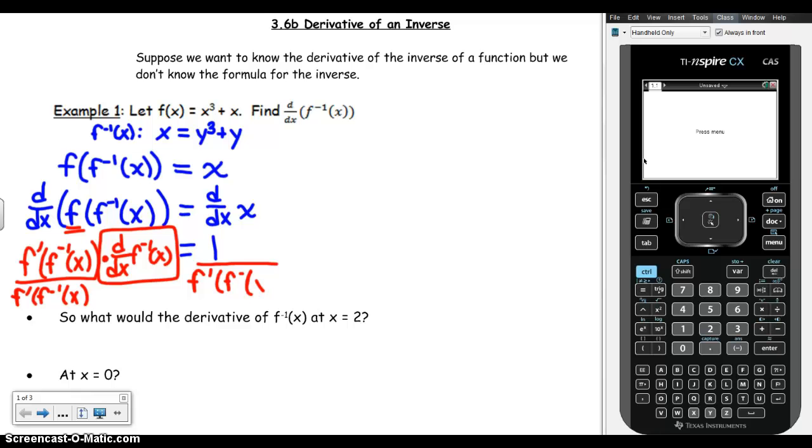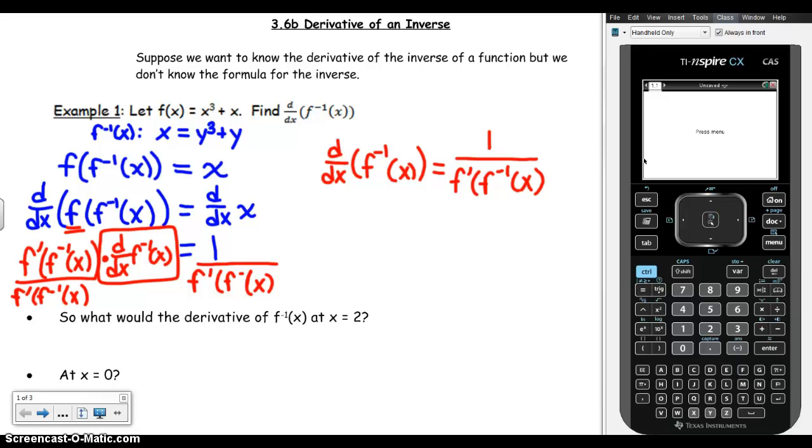So the formula, and this is a formula that you'll need to memorize, the formula for the derivative of an inverse, so derivative of an inverse, is 1 over the derivative at the inverse. That is the general formula of an inverse, derivative of an inverse.